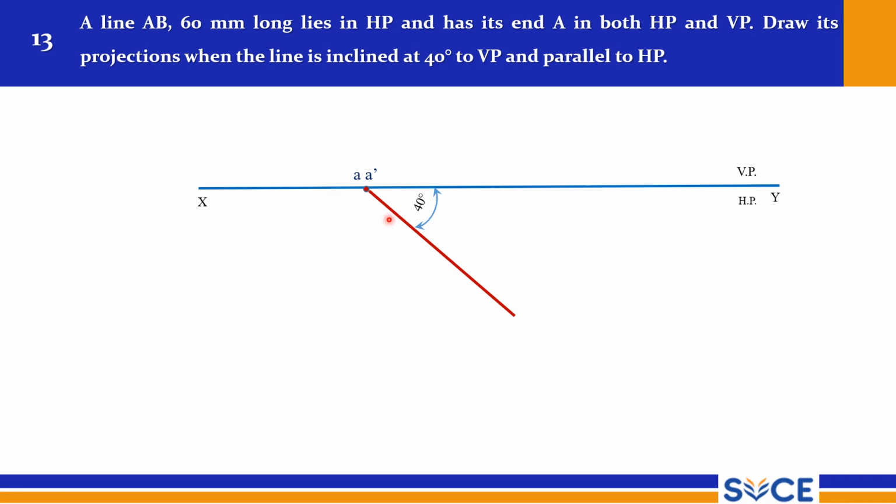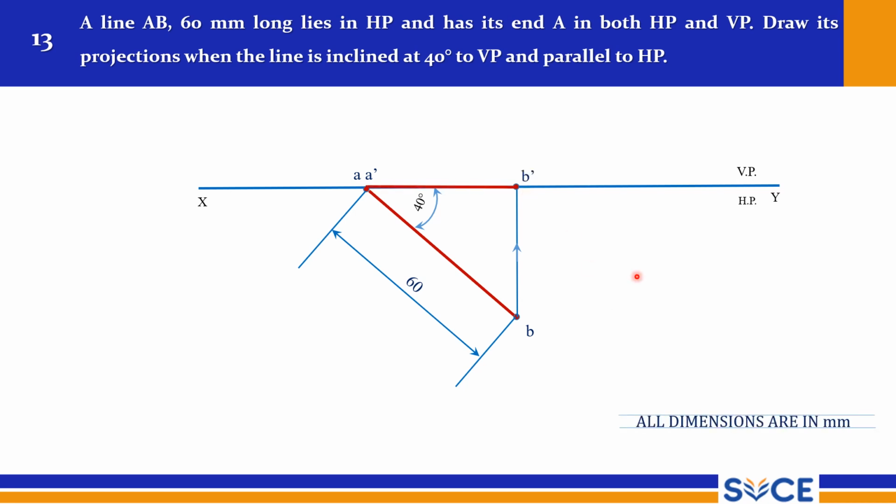From point A, draw the line at 40 degrees to VP. This is your top view with true length, that is 60 mm. Now project onto the XY reference line to get your front view, because the front view is contained by HP itself. So A dash B dash will be on the XY reference line. This is your front view and top view.